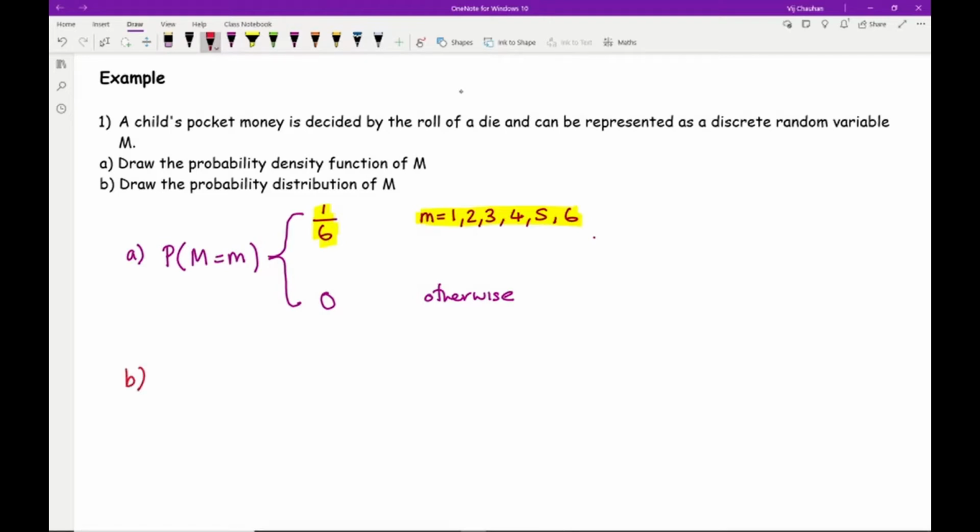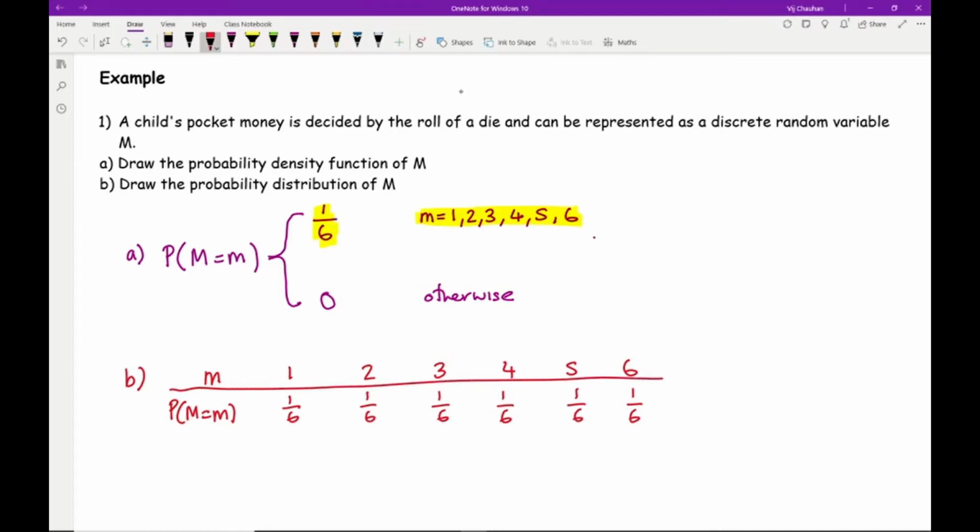So here we've got little m, and we know that we can get the values of 1, 2, 3, 4, 5 and 6, and the probability that M equals little m is going to be 1/6 if it's 1, 1/6 to get a 2, 1/6 to get a 3, 1/6 to get a 4, 1/6 to get a 5 and 1/6 to get a 6. Now if I just carefully convert that into a table, there what I've done is I've drawn my probability distribution.